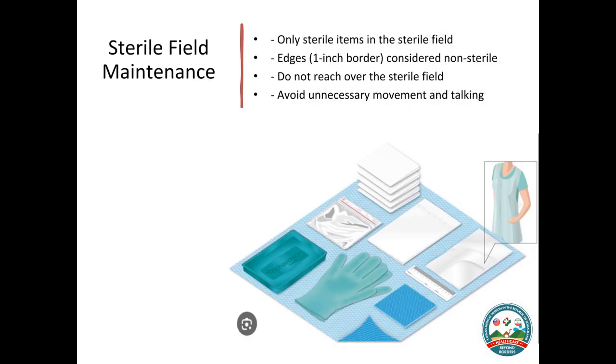Maintaining a sterile field means protecting the area from contamination. Remember, only sterile items should be in the sterile field. The 1-inch border around the drape is considered non-sterile. Do not reach over the sterile area, and avoid unnecessary movement or talking, because air movement and droplets can easily carry germs. Once the sterile field is contaminated, it's no longer sterile. Always start over to protect patient safety.